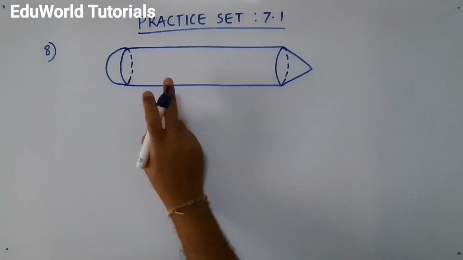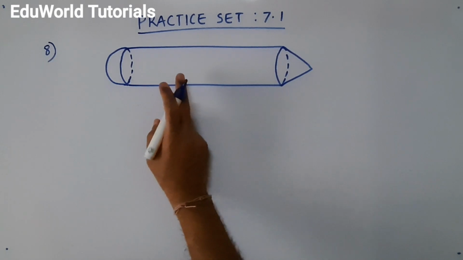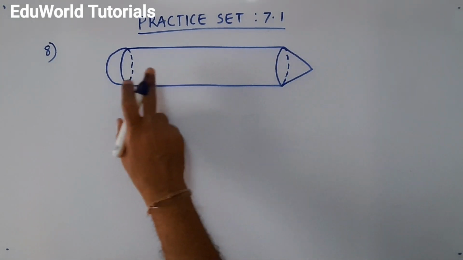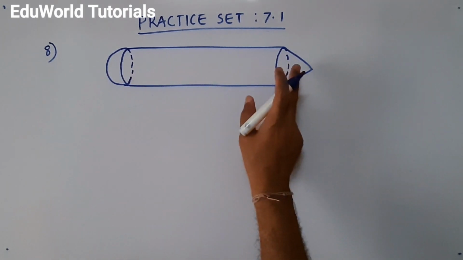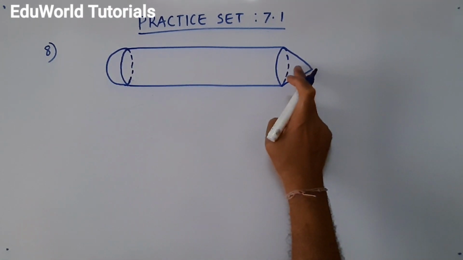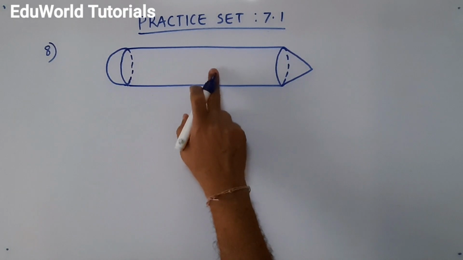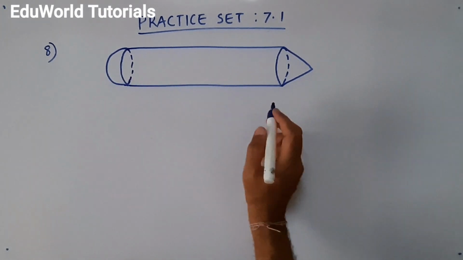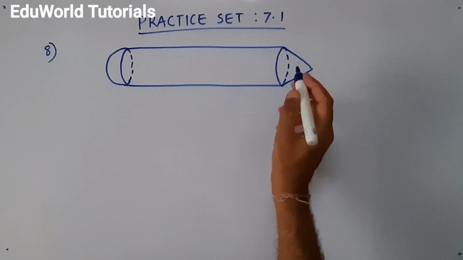In the 8th sum, students, they have simply given a diagram which is a combination of 3 solid figures. You are seeing the one here is a cone, other one here is a cylinder, and the third one is a hemisphere. And they have mentioned some dimensions.